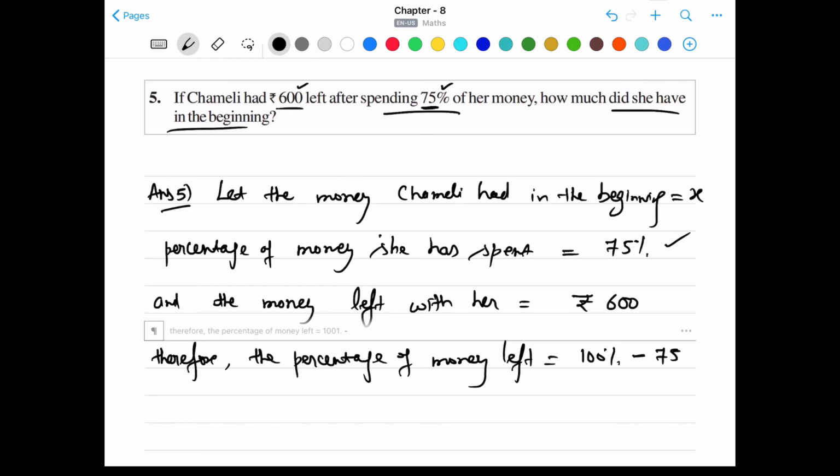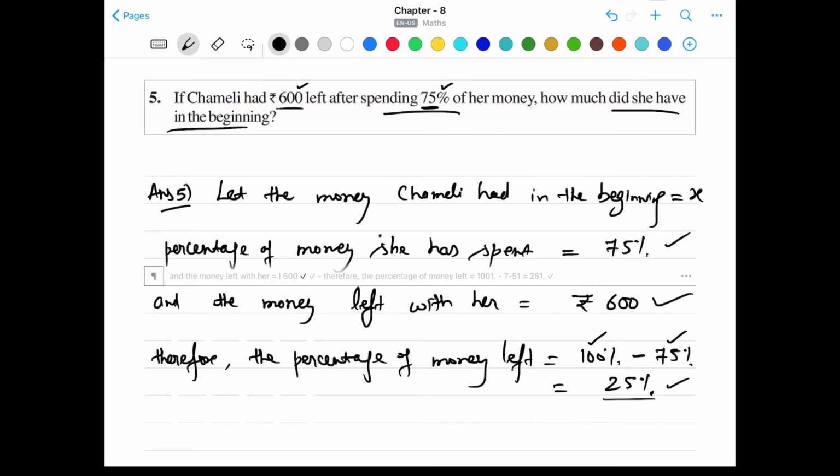That means we will subtract the 75%, so the money left is 25%. In the beginning she had 100% money, she has spent 75% of money, so the remaining money is 25% of the total money. So in percentage that money is 25%, and in rupees that money is 600 rupees.